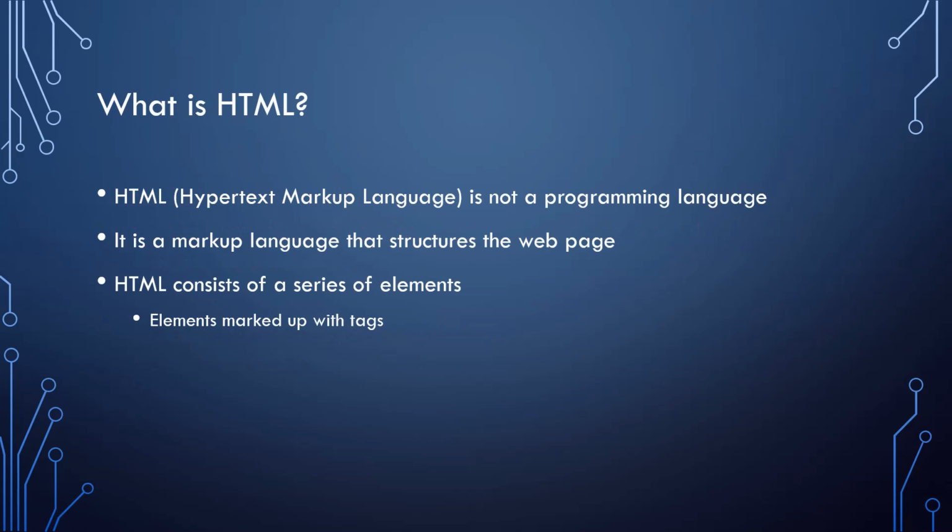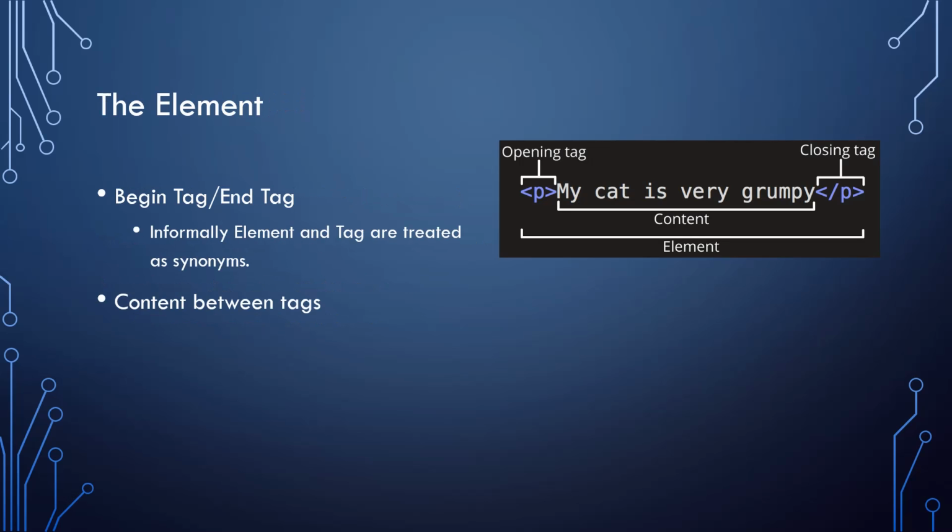So what is HTML? HTML is hypertext markup language. It's not a full-up programming language. It's a markup language that structures the web page. HTML consists of a series of elements, and those elements are marked up with tags. It's a tag language. So here's the element.